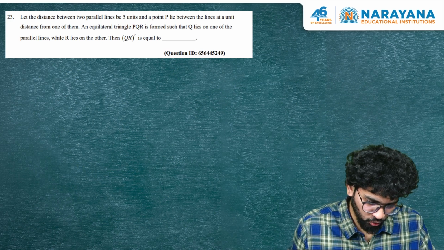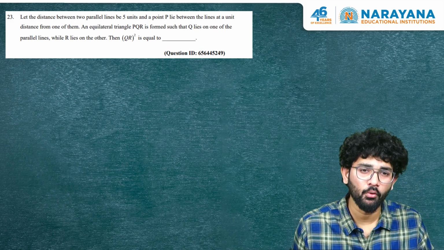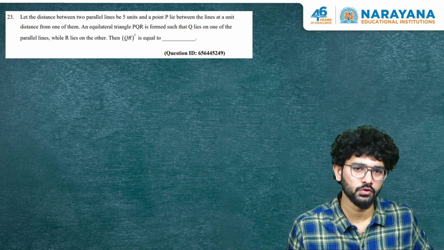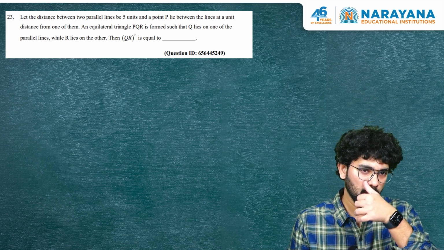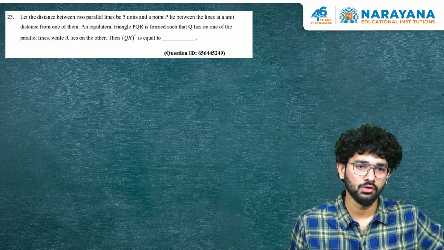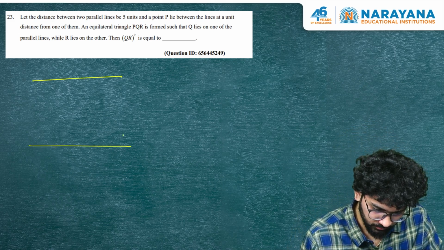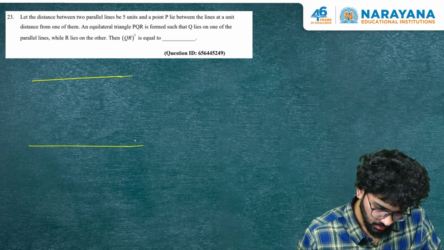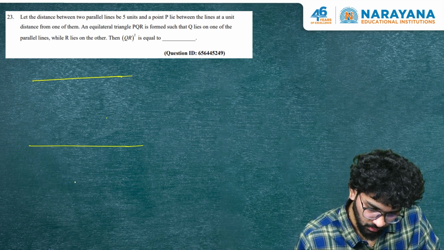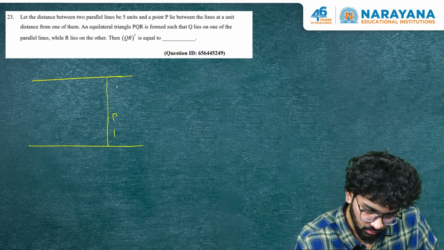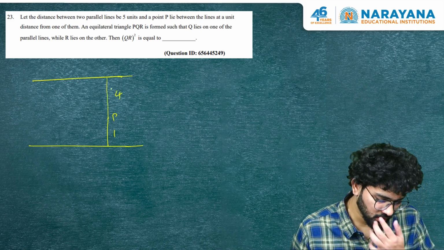Let the distance between two parallel lines be 5 units and a point P lie between the lines at a unit distance from one of them. An equilateral triangle PQR is formed such that Q lies on one of the parallel lines while R lies on the other, then QR square is equal to. So if I am taking two parallel lines like this, there is a point here that lies between, this is 1 unit and this is 4 because total distance is 5.